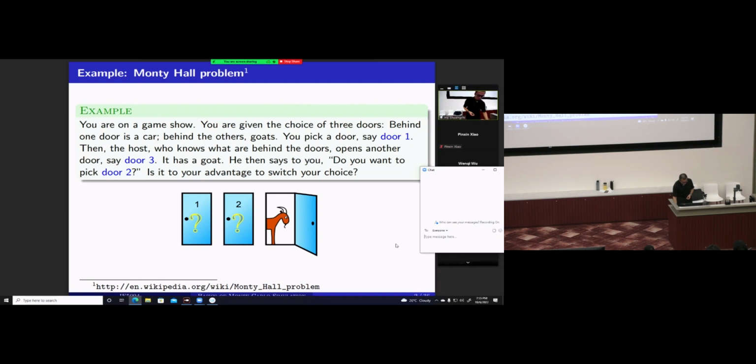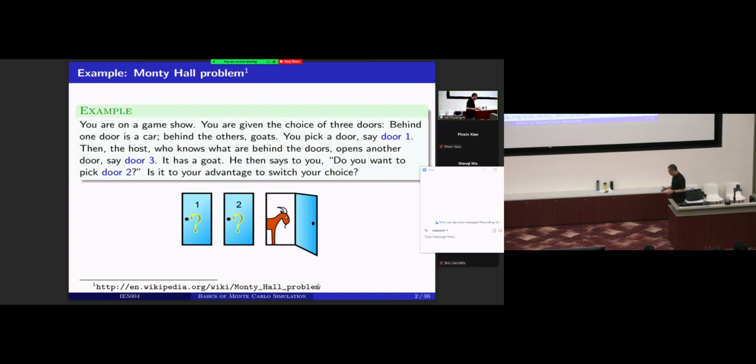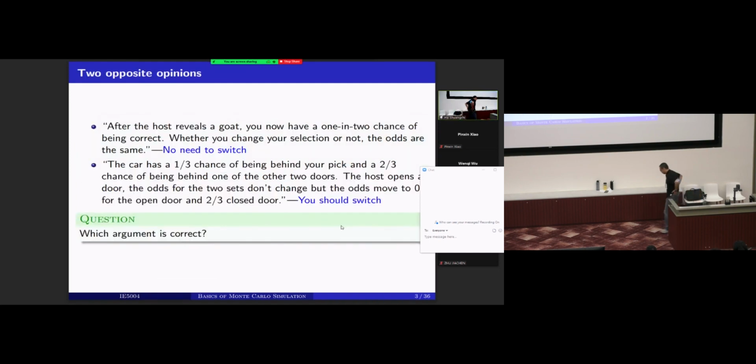For this Monty Hall problem, actually, I would recommend you read the Wikipedia page of that. You will see it's a very detailed story of this problem. There are a lot of famous mathematicians, smart people, and mass media involved in this problem. Why is that so? Because it was so intriguing at the time. Why is it so intriguing? Because if you think of this problem, there are two opposite opinions. Both intuitions seem reasonable.